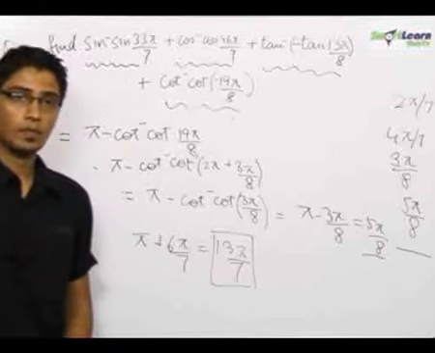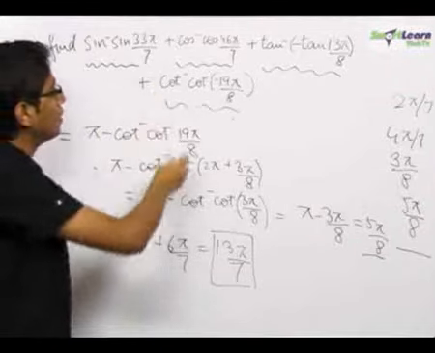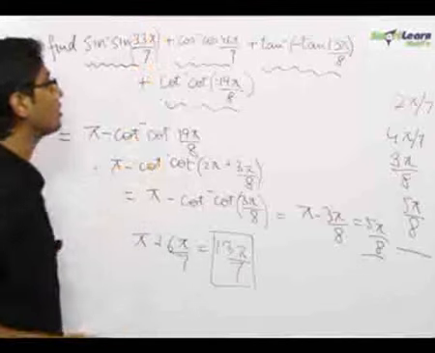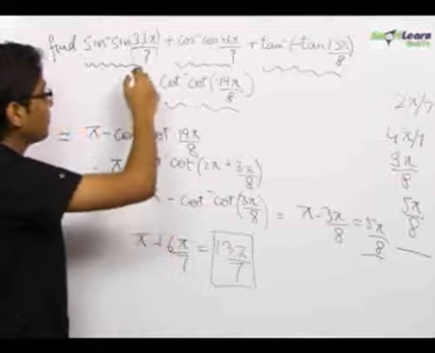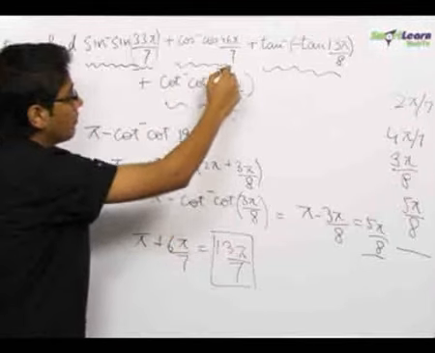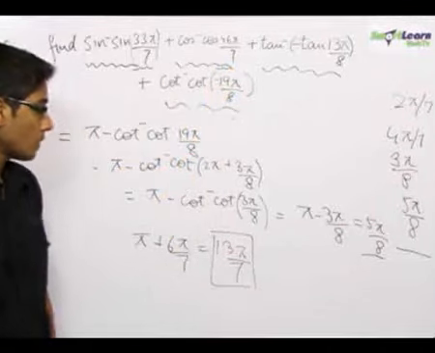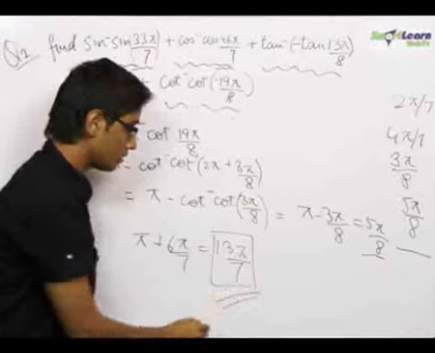In this question, we needed to be very careful while taking out the angles inside or outside the sine, cos, tan or cot functions, and we need to know when these angles can be brought out, and the final answer of our question is 13 pi by 7.